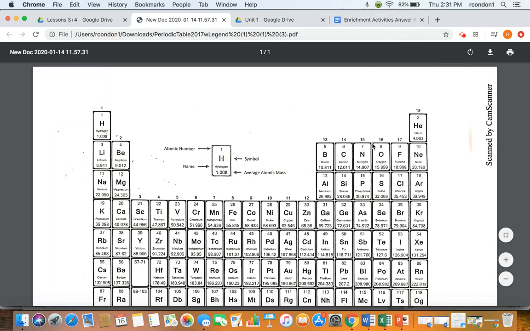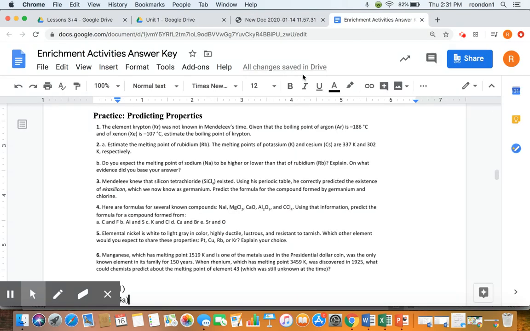So let's get into it, shall we? We're going to first talk about question 1. Now we're not talking about electronegativity or ionization energy. We're talking about other properties that elements might have. So we have element krypton with the chemical symbol Kr. They didn't know its boiling point. Sorry, I'm just reading the question. Given that the boiling point of argon is negative 186 degrees Celsius and xenon is negative 107 degrees Celsius, we have to estimate the boiling point of krypton.